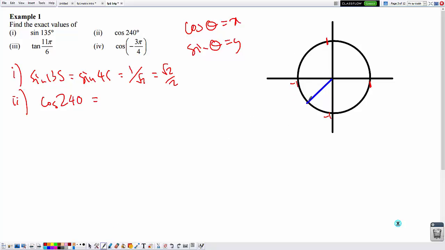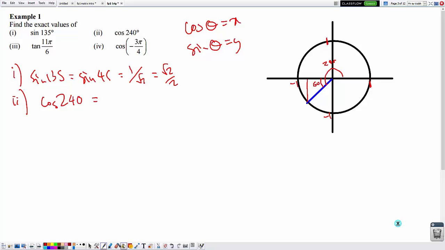All right, so what do I want? I remember cos theta is your x. So all I want is that x value there. So this whole angle here is 240 degrees. So what must that mean? That bit there must be 180, so that must be 60.